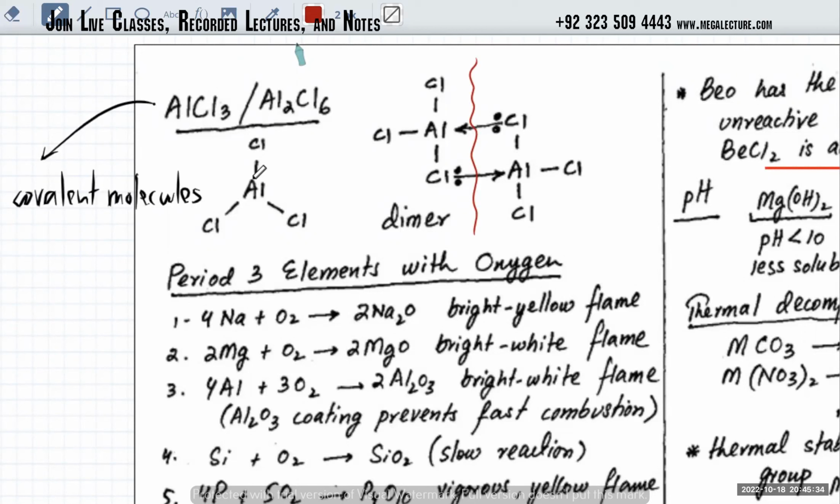So this is dimerization. Dimerization, like polymerization, is when molecules join together. Polymerization is when multiple molecules join together. Dimerization is when you just have two molecules joining together.